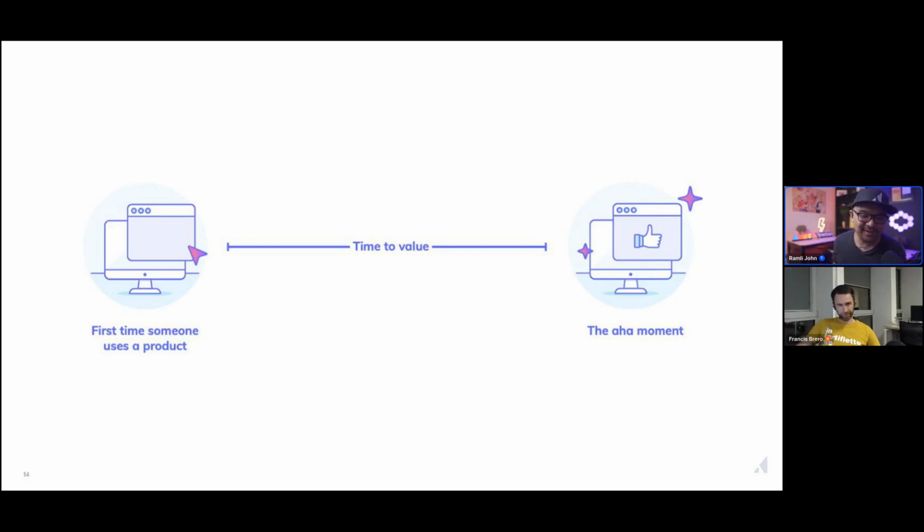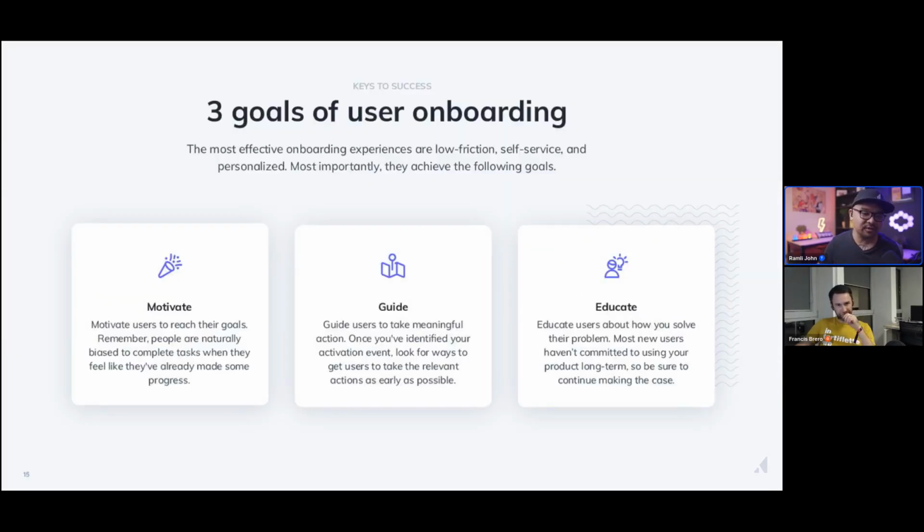And I think there's three simple goals and tips that I want to share before I pass it off to Francis to talk more about the complexity of B2B. When it comes to goals, there's three things that we really want to do with onboarding. First, we want to motivate our users, we want to guide them, and we want to educate them. And nailing these three can really help you set up your users for success, and make sure that we solve that retention problem that we talked about earlier.